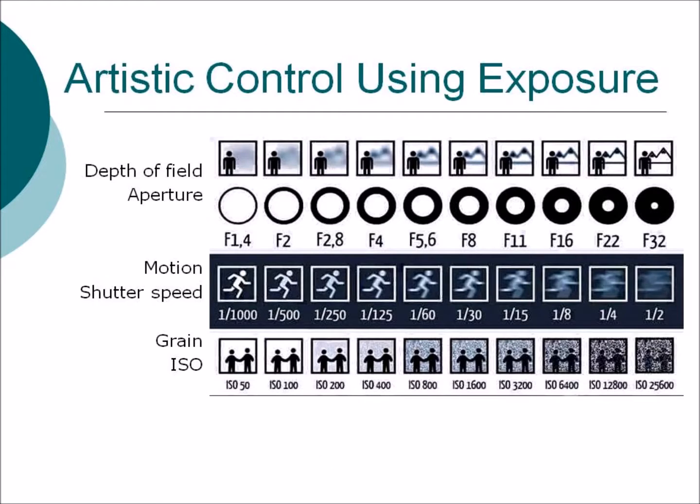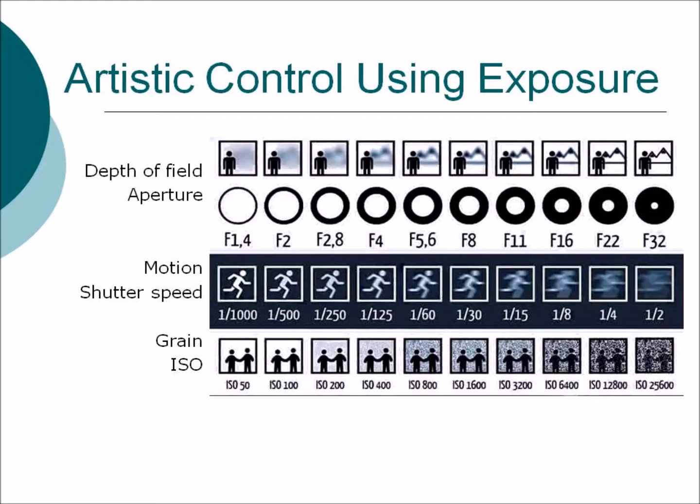Our next diagram illustrates the different types of artistic control that those settings affect. So you can see there in the top row, your depth of field, if you want the foreground subject to be clear and then the background to be out of focus. You've got the example there with the nice wide open aperture. And there towards the other side, you see the foreground and the background both being in focus, and you have that really small aperture there with f32.